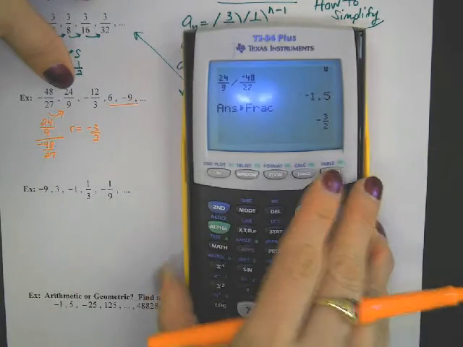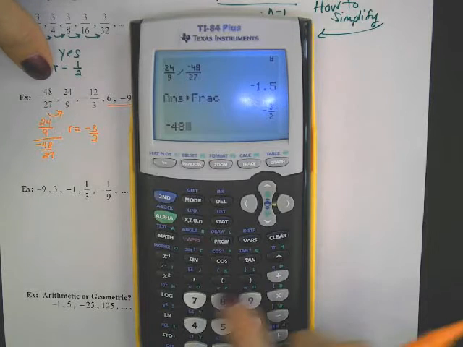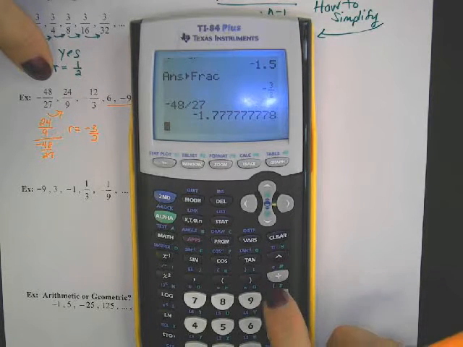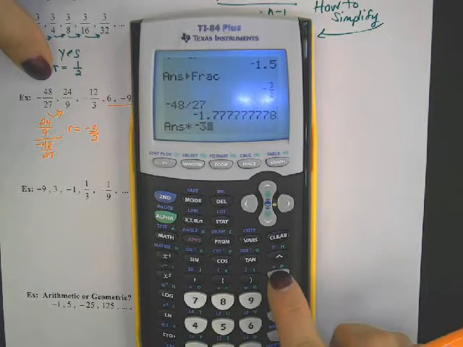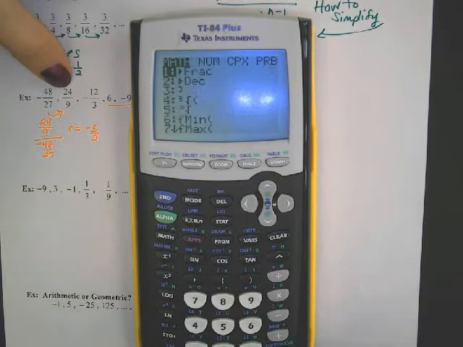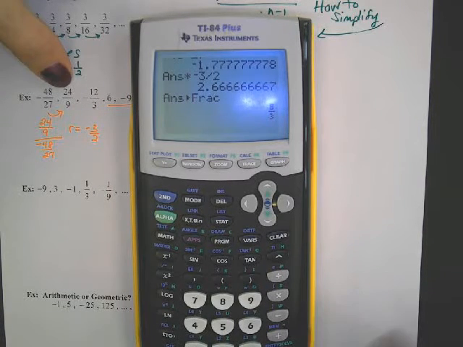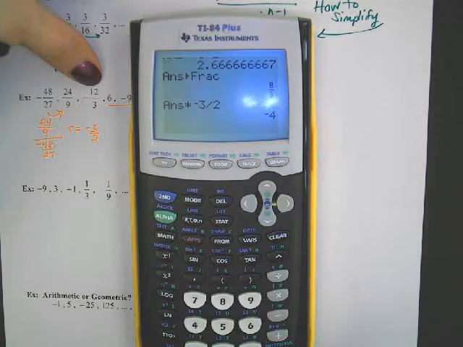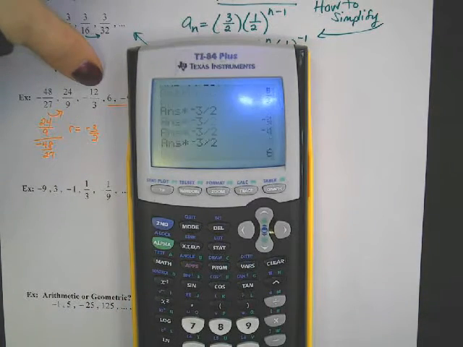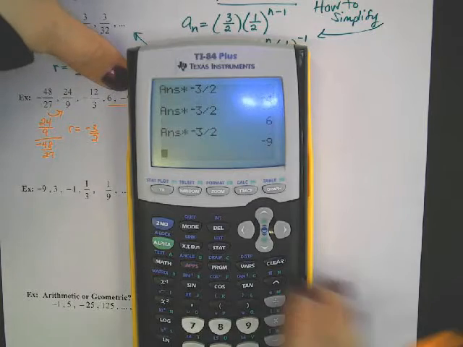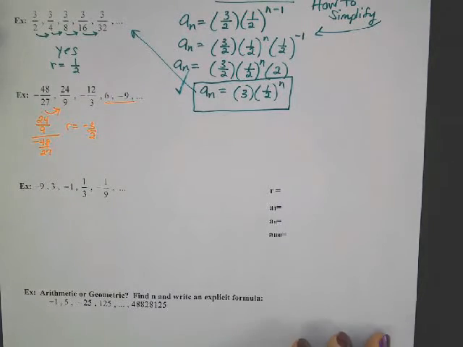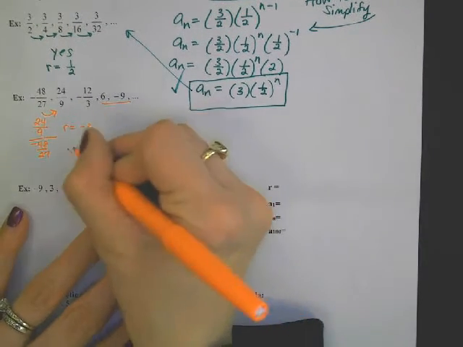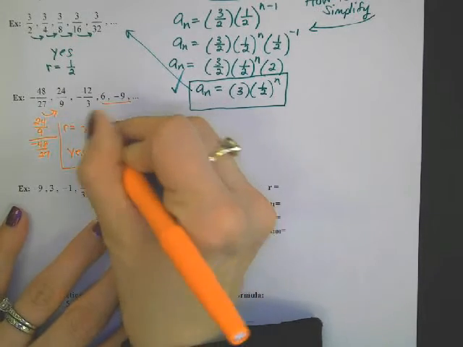Let's see if negative 48/27 times by negative 3/2 is 24/9. Oh yes, simplified. And let's multiply by negative 3/2 again. Oh, negative 12/3 is negative 4, indeed. And let's do it again. Positive 6. Okay, I am correct. R is definitely negative 3/2. So is this geometric? Yes. The R value is negative 3/2.